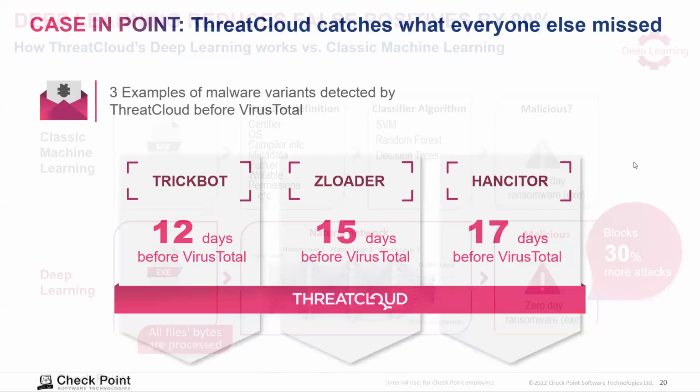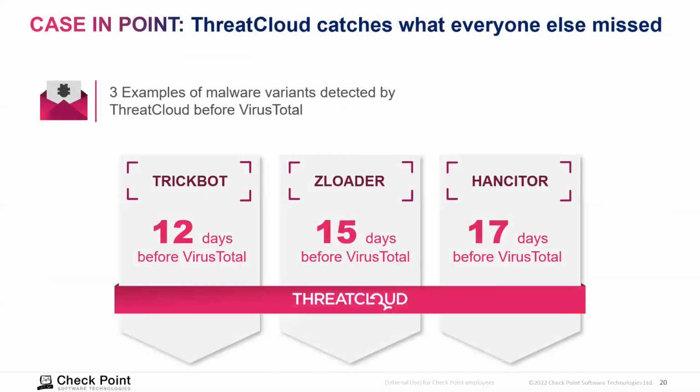As you see, it blocks 30% more attacks. Here's a couple examples. We actually found these malwares, the TrickBot, the Zloader, and Hansator, 12, 15, and 17 days before VirusTotal said they were viruses. And so our users behind our firewalls, with our endpoint, behind our email gateways, all our cloud technologies, were protected from TrickBot 12 days before we even knew TrickBot existed.